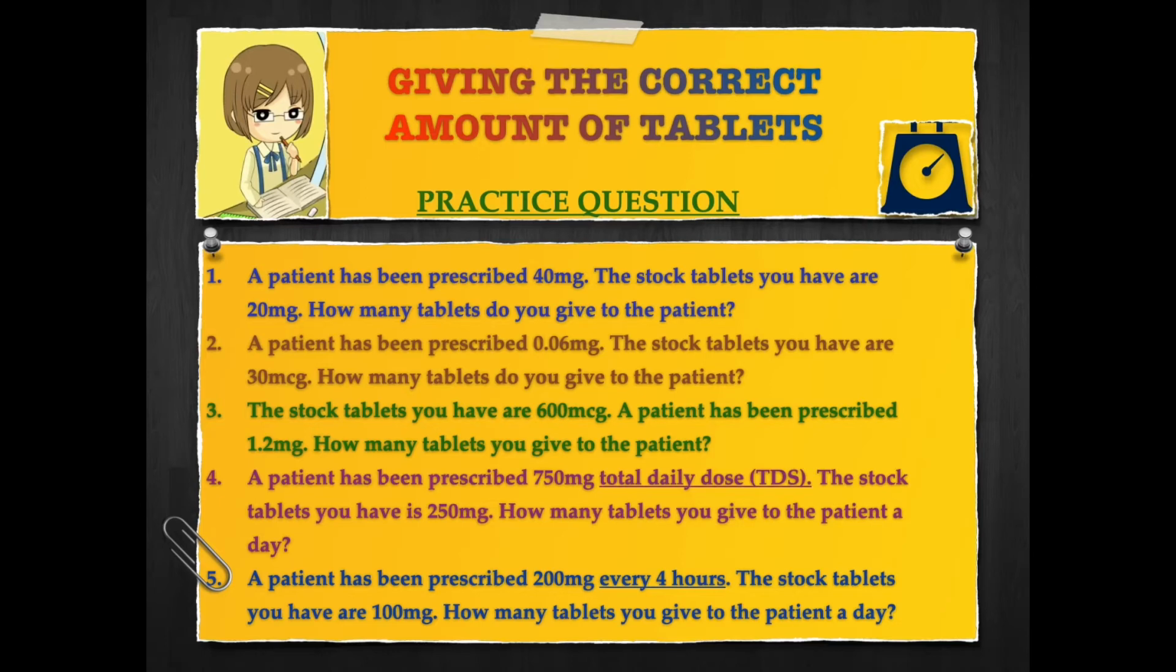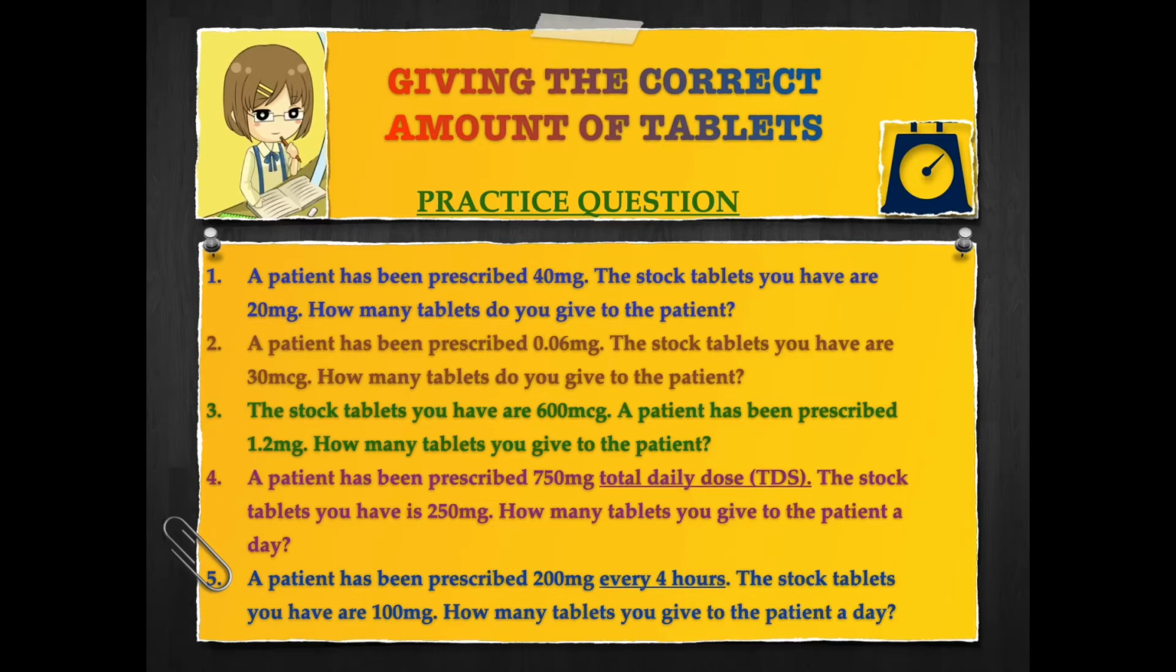So the first question is, a patient has been prescribed 40 milligram. The stock tablets you have are 20 milligram. How many tablets do you give to the patient? Apply the universal formula and see whether the units are the same.